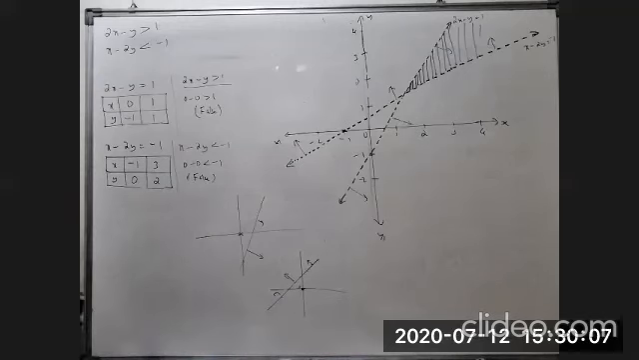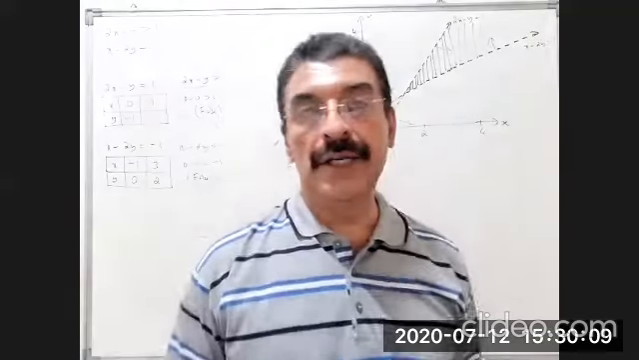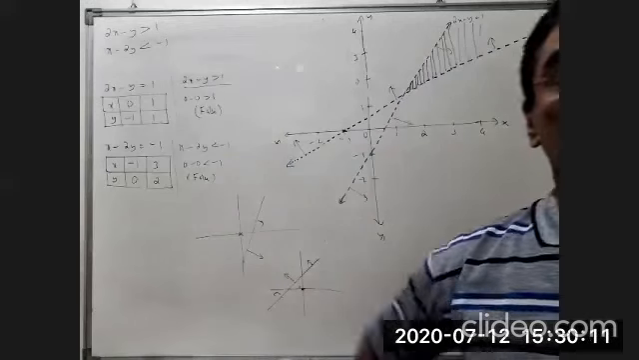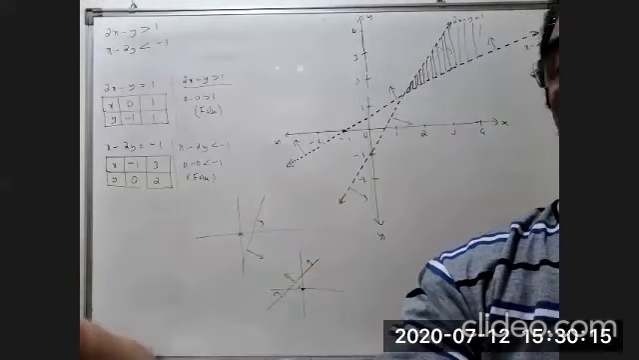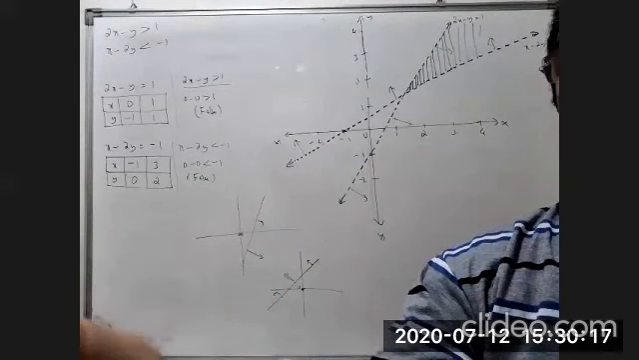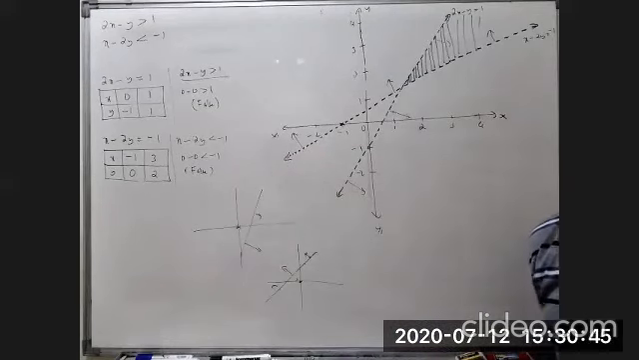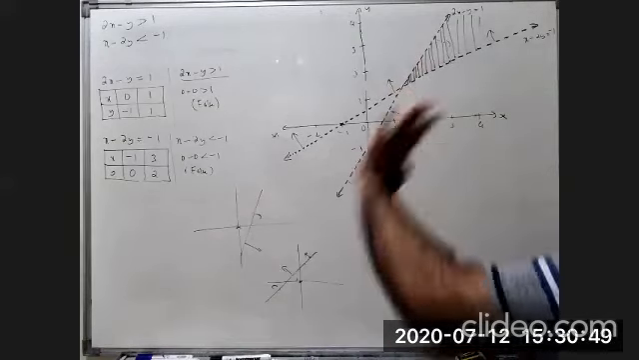See that for strict inequality we draw dotted lines only. We will not draw straight lines. Whereas for slack inequality, that means less than or equal to, greater than or equal to, then only we draw straight lines.